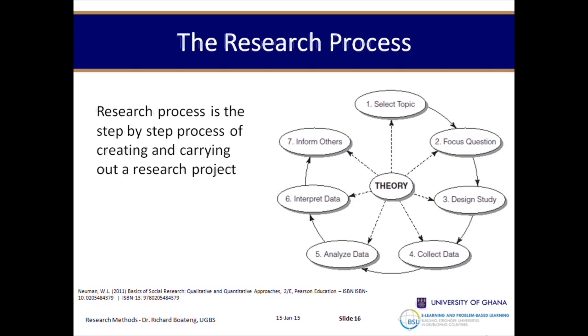But in the centrality of all the steps here is what we call theory. Theory is the way that we see the world, an established way of understanding how things occur in this world. So, for example, somebody may speak of the theory of planned behavior, a theory that explains why people act in a particular way.